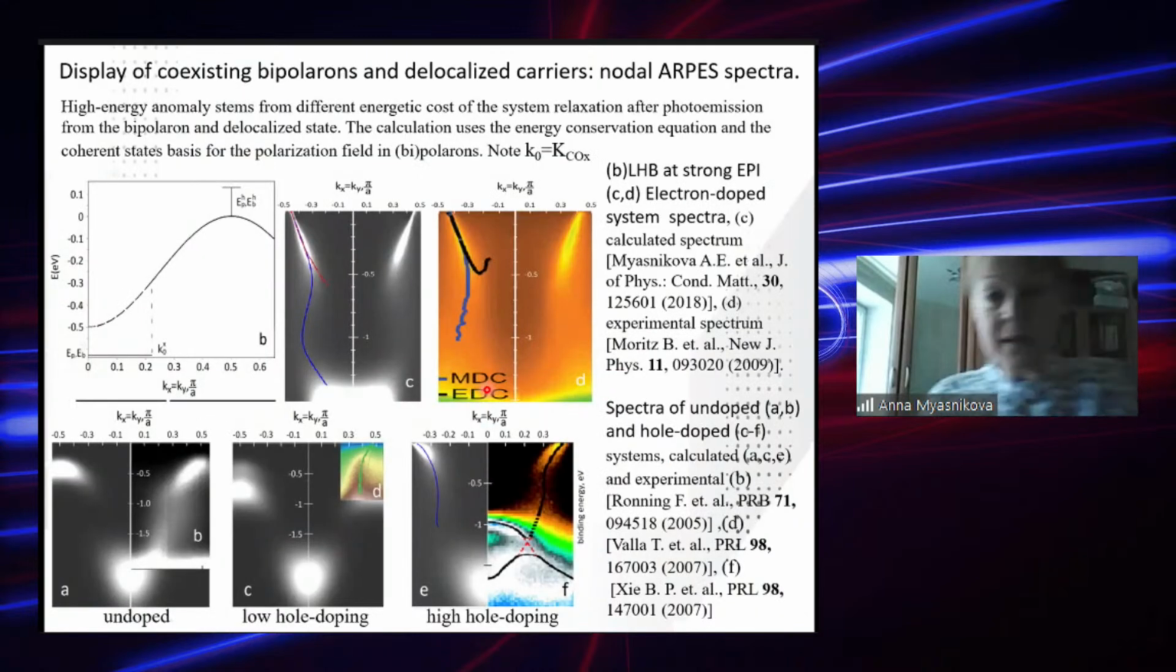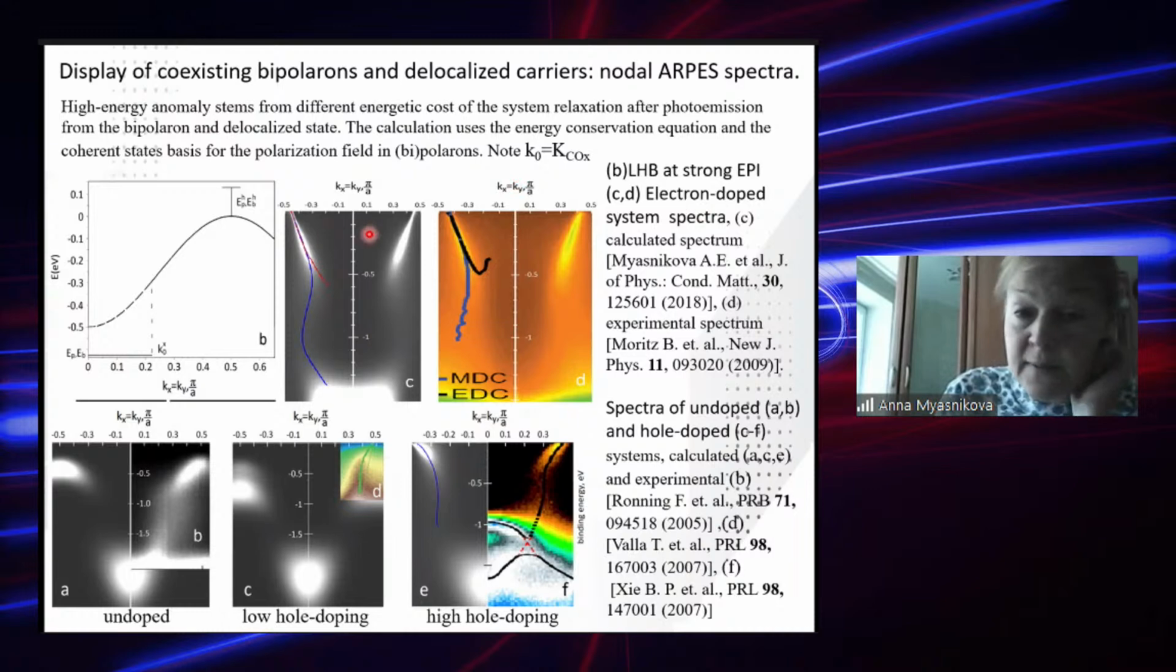The display of coexisting bipolarons and delocalized carriers can be observed in the model and results for the photoemission spectroscopy. High energy anomaly is the vertical dispersion or waterfalls near some wave vector. Note that this wave vector approximately coincides with the charge ordering wave vector in cuprates. This high energy anomaly stems from the different energetic cost of the system relaxation after photoemission from a bipolaron state or a delocalized state. The calculation we made uses the energy conservation equation and the coherent state basis for the polarization field in bipolarons.